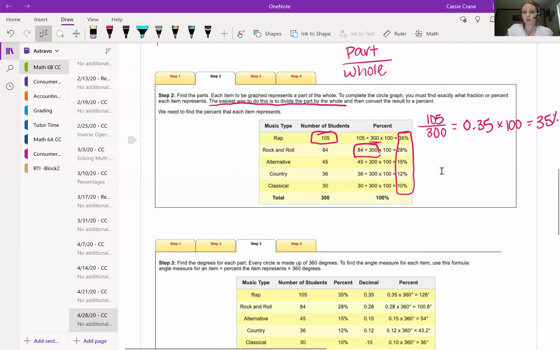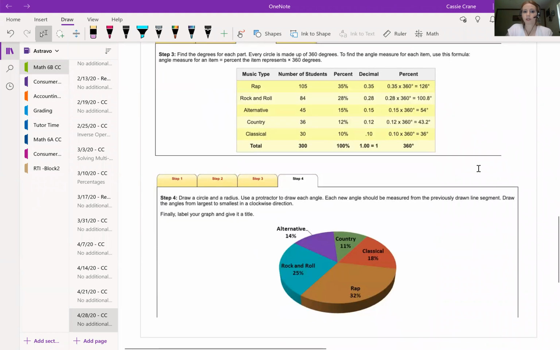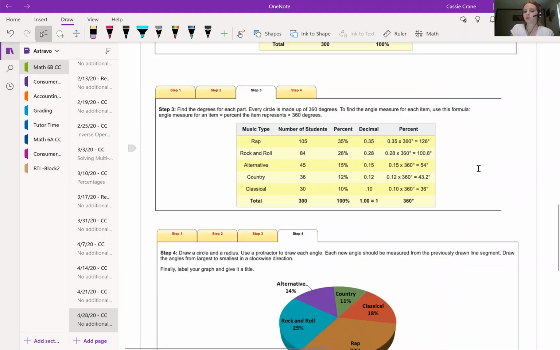So now we've got our percentages. Step 3 is to find the degrees for each part. Since a circle graph, or a pie chart, is in the shape of a circle, we know that a circle always has to have a certain number of degrees total. And if we remember from geometry, it's not a pretty circle, but a circle always has to have a total of 360 degrees.